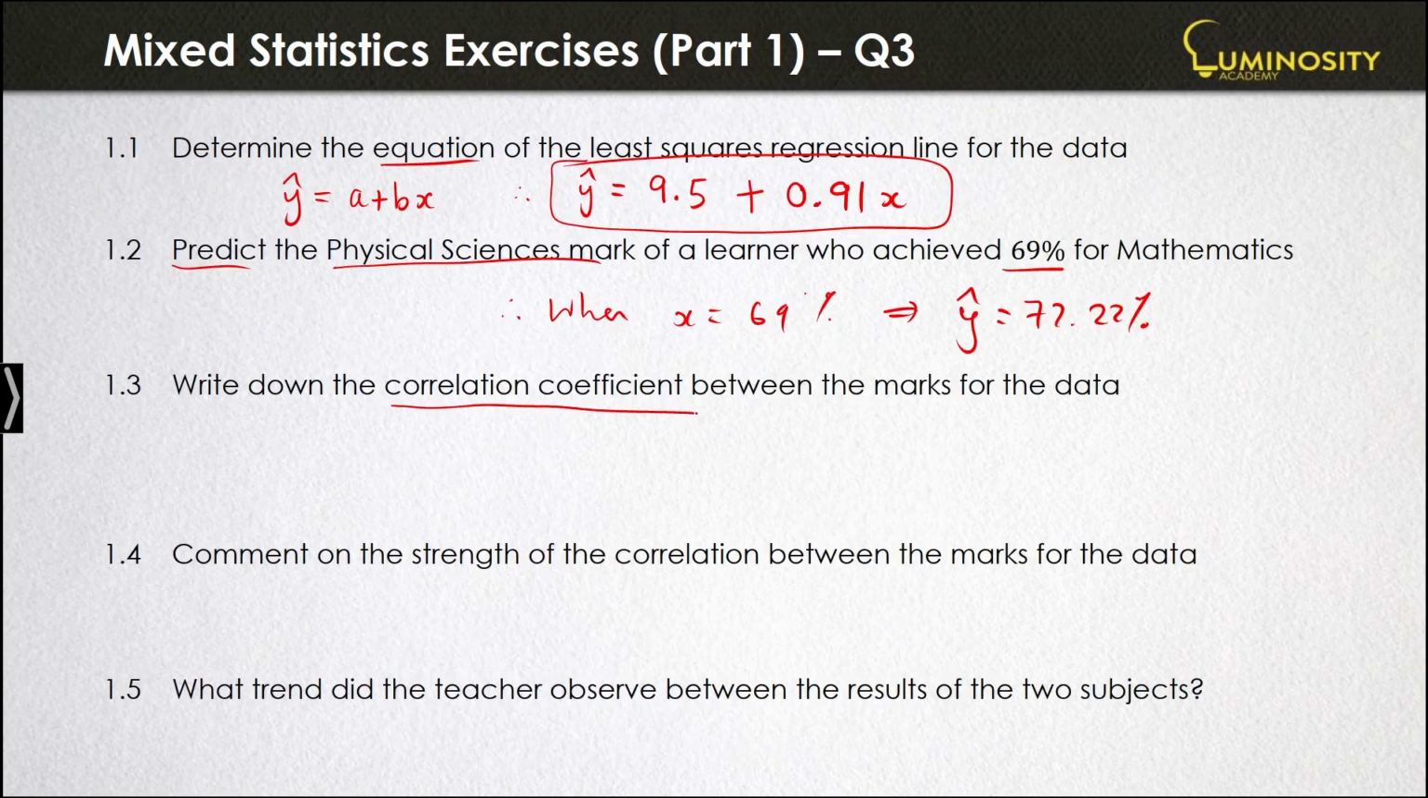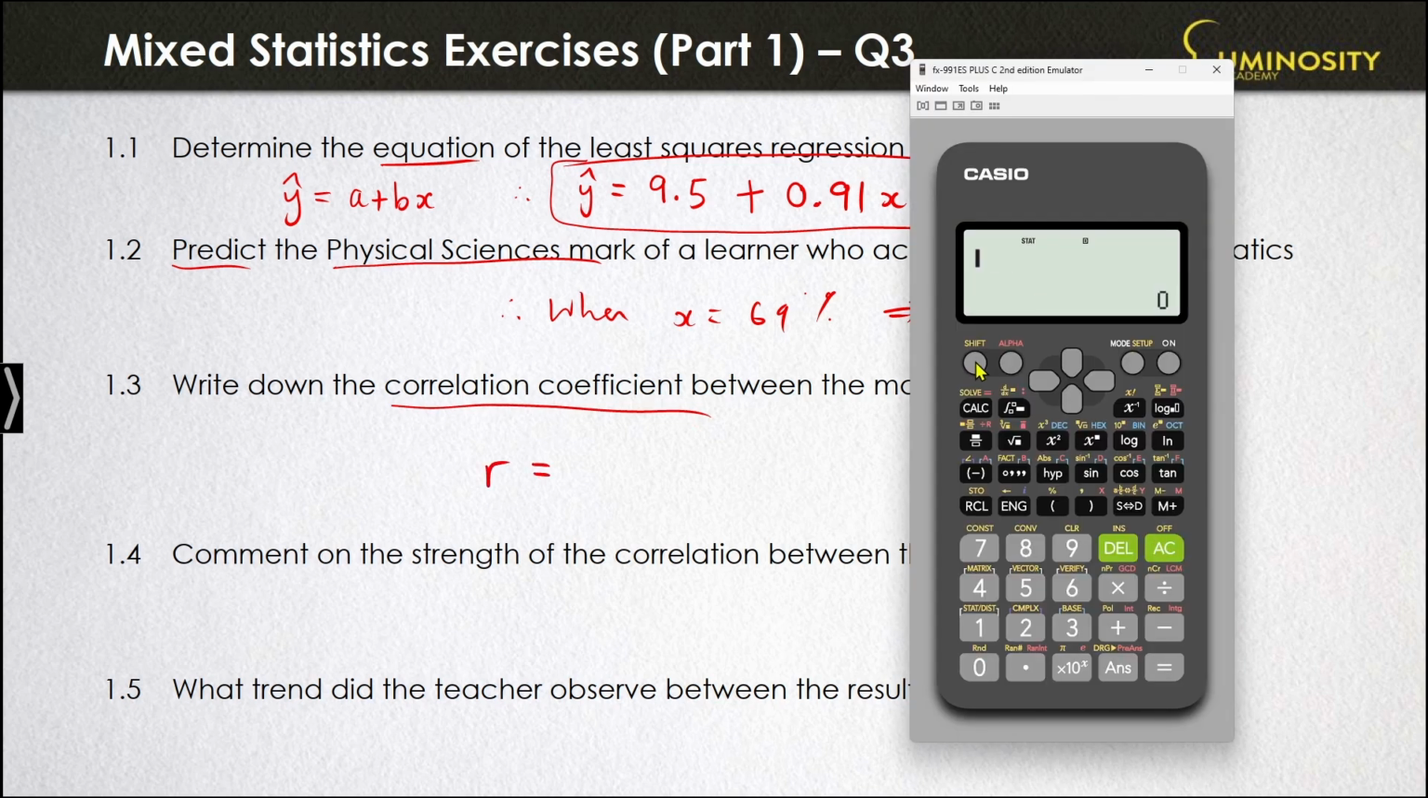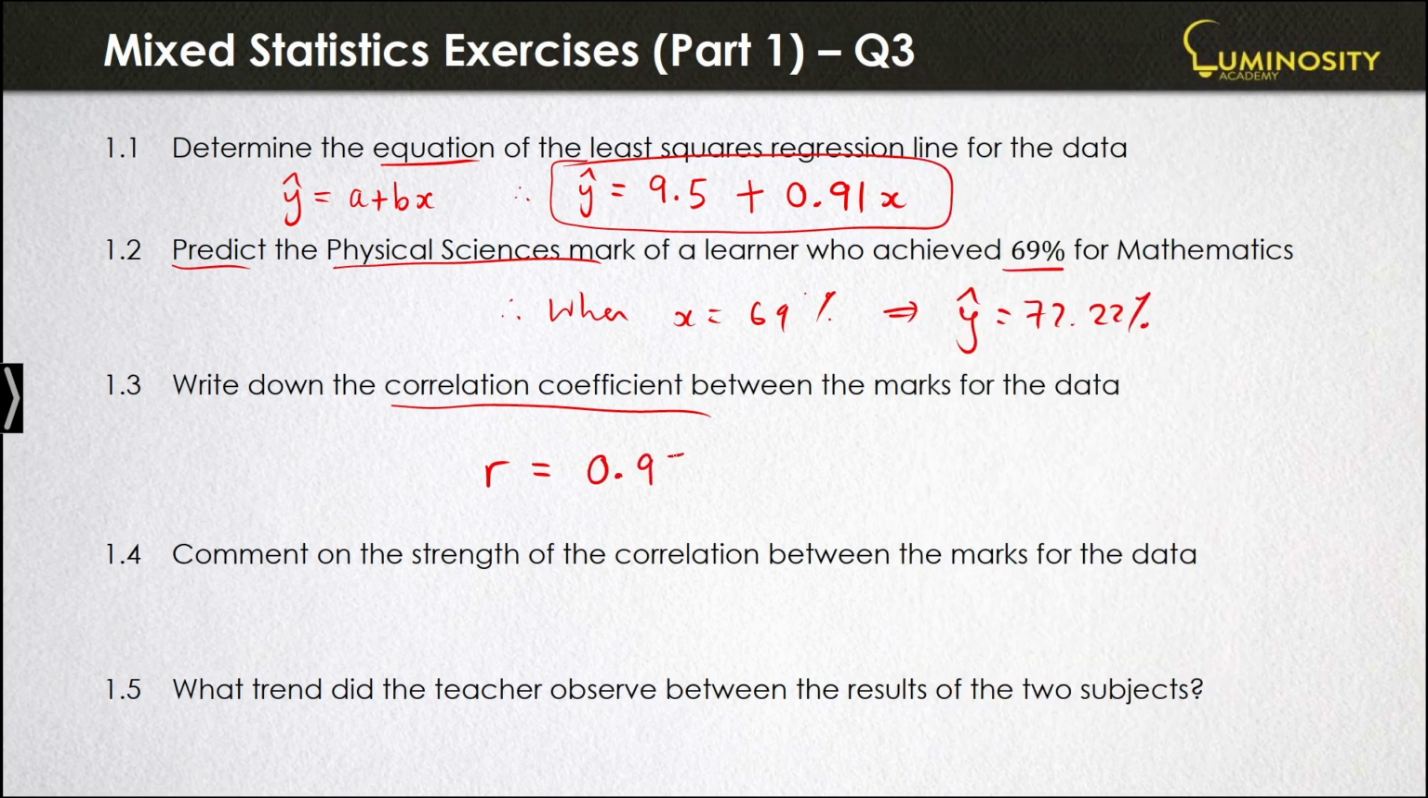Write down the correlation coefficient, so that's the R value. So again, on my calculator, I can go shift stat regression, choose R, and I get 0.95 to 2 decimal places. So again, that's a nice value, it's very strong, and it's positive. So comment on the strength of the correlation. It is a very strong positive correlation. Okay, so a very strong positive correlation.